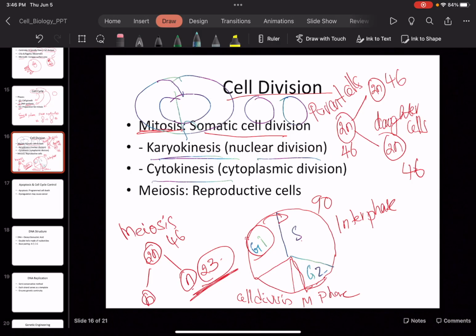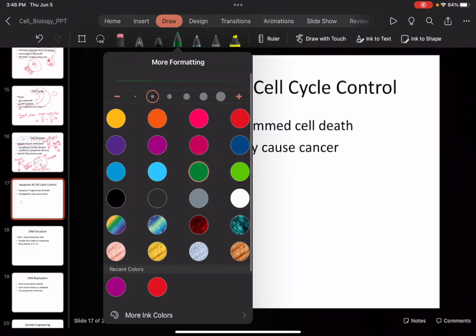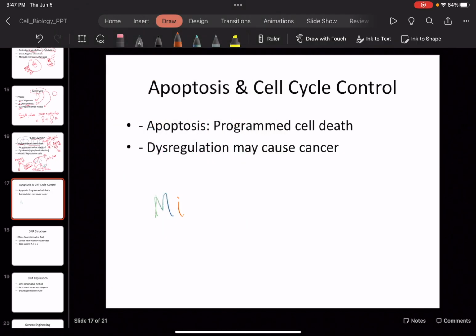Karyokinesis is a nuclear division. That is very important. For example, there are different stages of mitosis. You have to remember, I don't think I have enough space over here, so I will write it here. Mitosis, M. Remember, these are the stages.